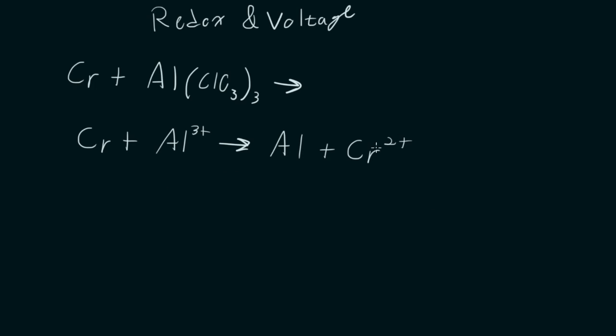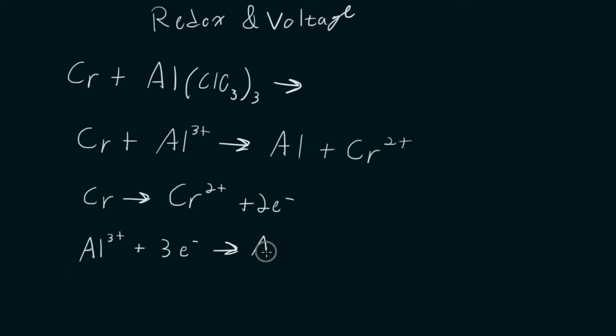The chromium is going to become 2+, so it's going to be Cr. And in order to become the Cr2+, it's got to lose those 2 electrons. Then the aluminum is 3+. And in order to become regular aluminum, it needs to get 3 electrons. Okay? So which one is reduced? Which one is oxidized? Well, aluminum here, that's going to be reduced. Charge getting reduced. And the chromium here, that is going to be oxidized.